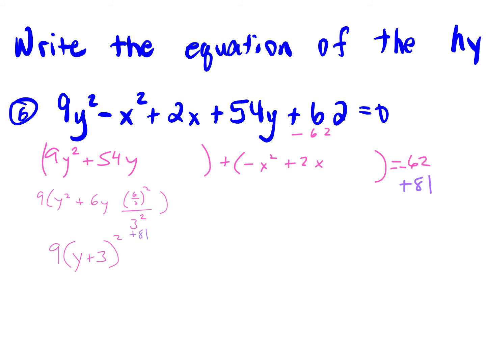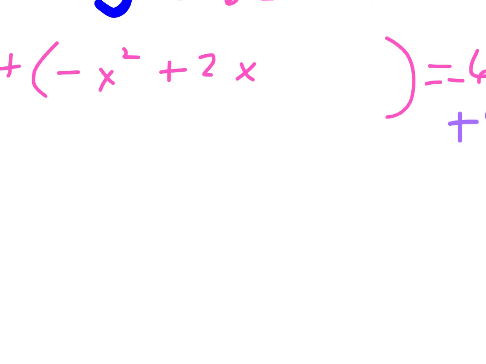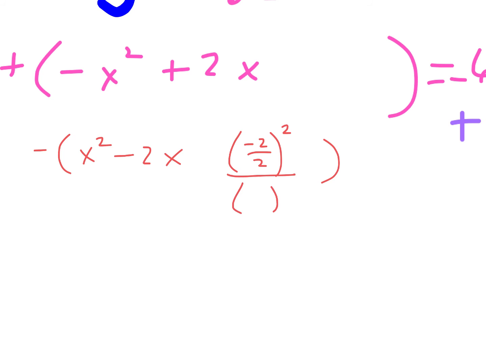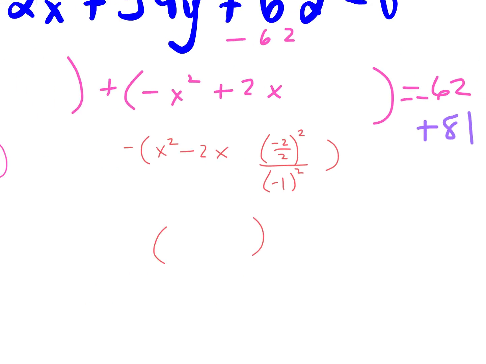Now let's do the same thing with my x's. What do I need to do before I complete the square? Take out the negative. So I have negative x squared minus 2x. What's going to go in here? Negative 2 over 2 squared. So negative 2 over 2 is negative 1. What goes into my parentheses down here?